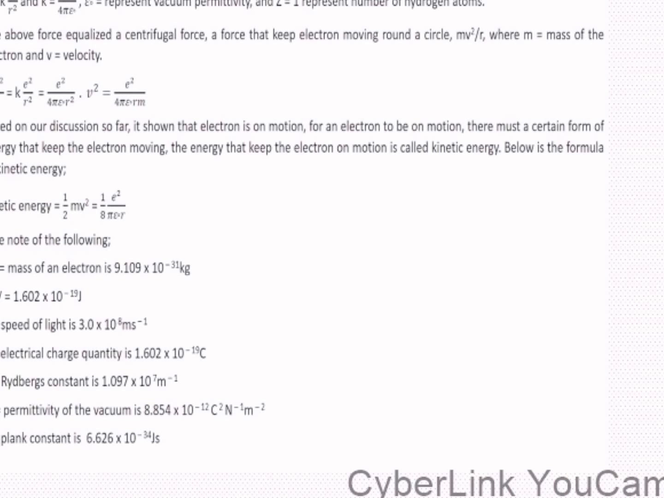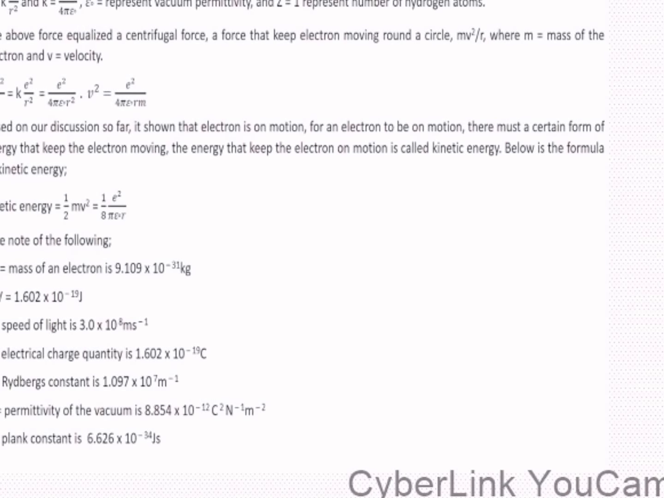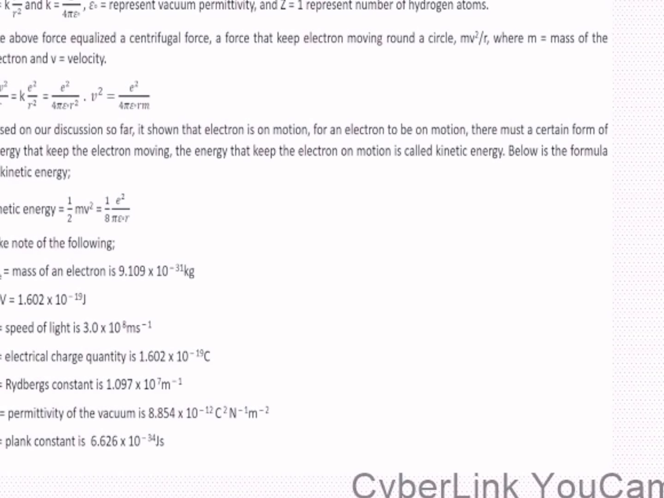R, the Rydberg constant, is 1.097 times 10 to the 7 per meter. The permittivity of the vacuum is 8.854 times 10 to the minus 12 C squared N to the minus 1 m to the minus 2. h, which is the Planck constant, is 6.626 times 10 to the minus 34 joule-seconds.